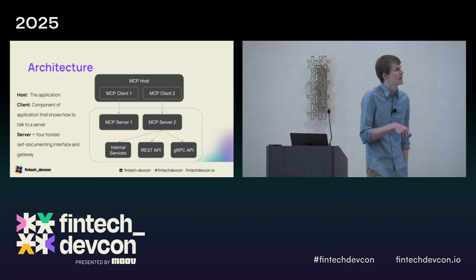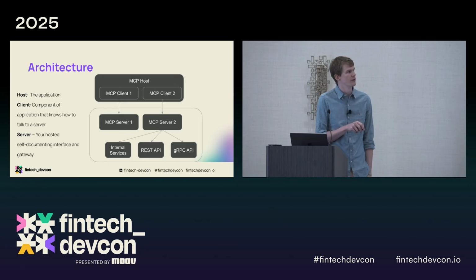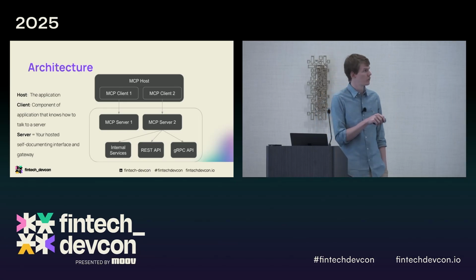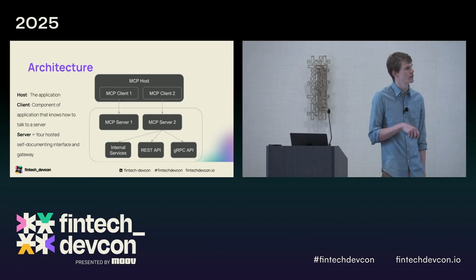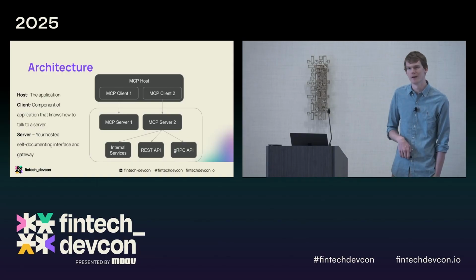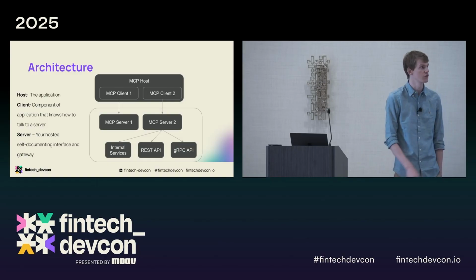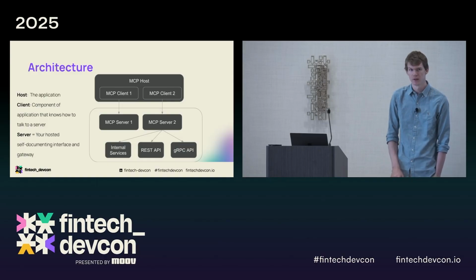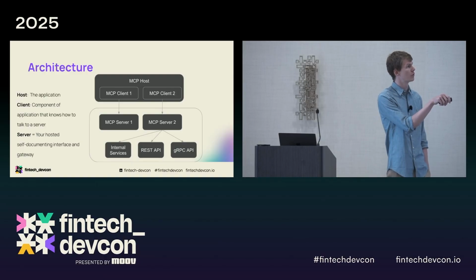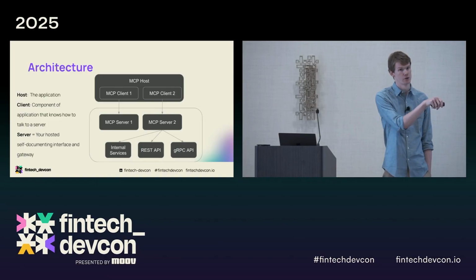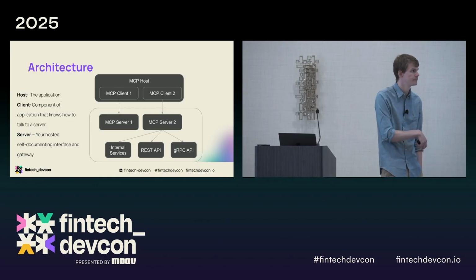Now, that MCP host will then have multiple different MCP clients. You'll normally have one client per MCP server. So for example, say you've got one MCP server, which is the Google Drive MCP server, and you've got another one which is Google Calendar. Inside of your MCP host, say ChatGPT, you'll have one client that knows how to talk to the Google Drive MCP server, and you'll have another MCP client that knows how to talk to the Google Calendar MCP server.